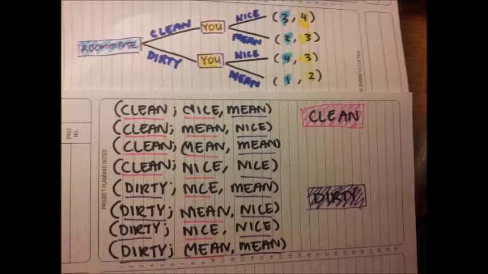Essentially, the two options following the semicolon are the two branches of the tree. What goes before the semicolon corresponds with what branch of the tree it is. Another strategy is dirty, semicolon, nice, comma, mean. In this case, it means that if the roommate is dirty, you will be mean. If the roommate is clean, you will be nice. We see that the clean branch is above the dirty branch, so the clean branch is the upper branch, and the dirty branch is the lower branch.